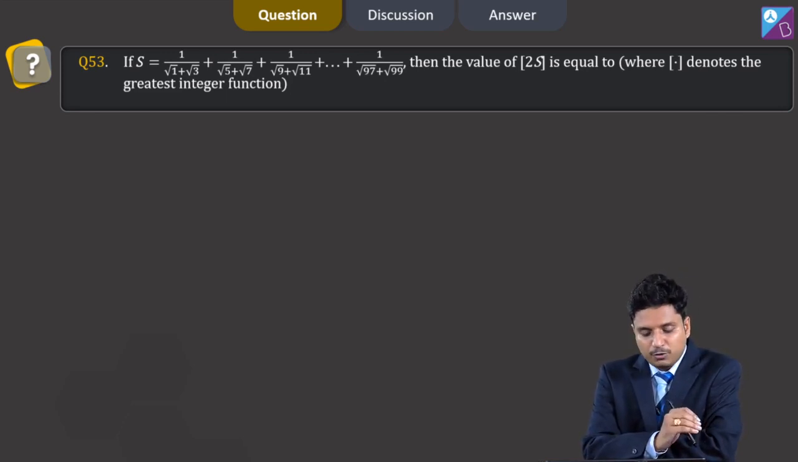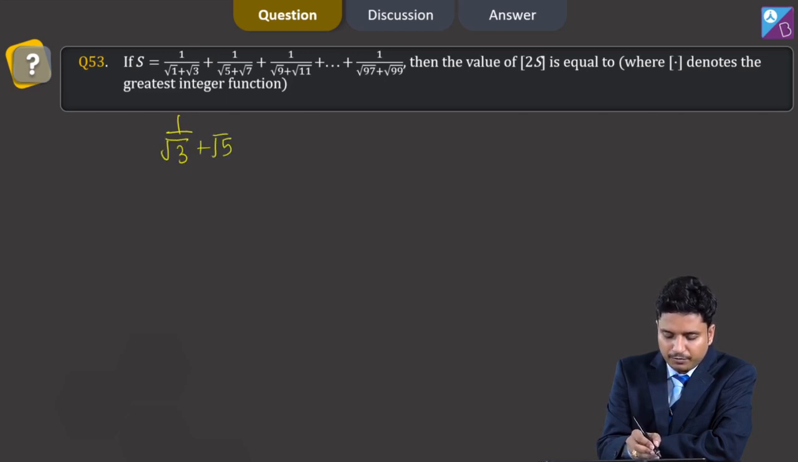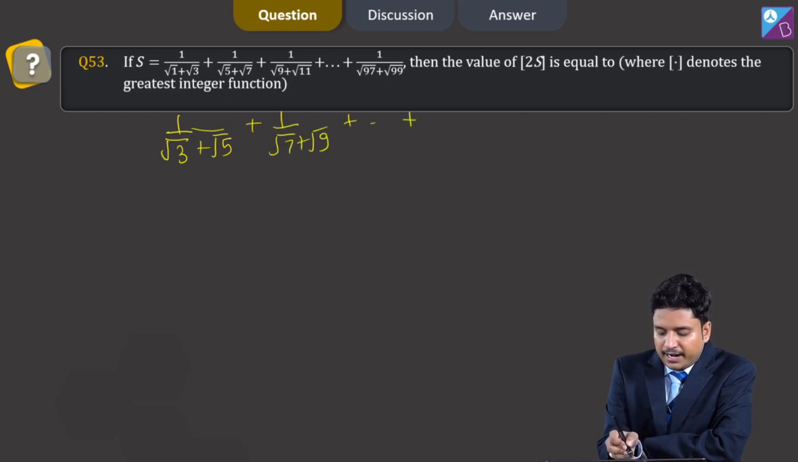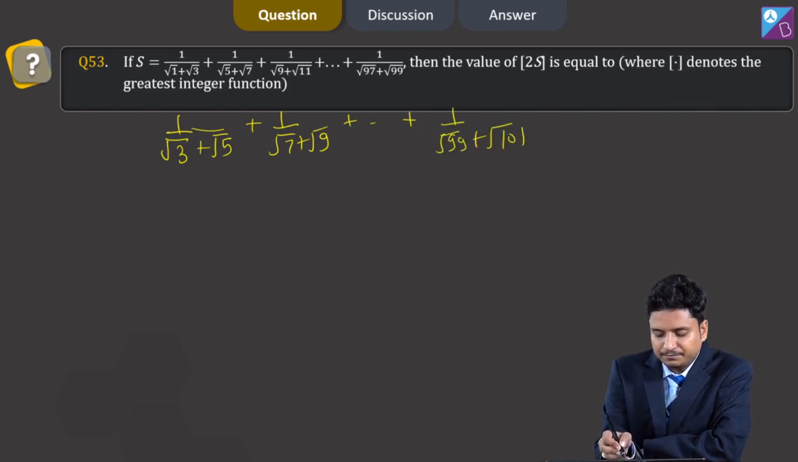If we try to rationalize it, what will we get? We will get root 3 minus root 1, root 7 minus root 5, root 11 minus root 9. There will be no cancellation starting. So we will try to introduce some terms so that cancellation can occur. First of all we will use another term, that is 1 upon root 3 plus root 5, root 7 plus root 9, and at last it is root 99 plus root 101.